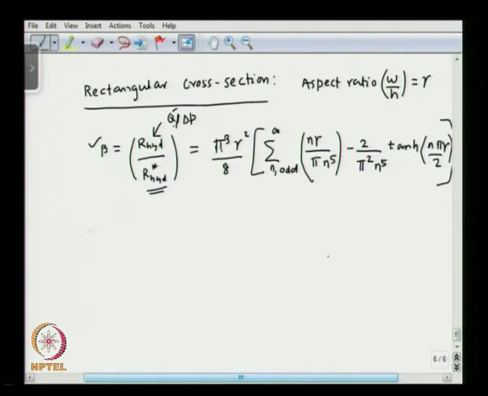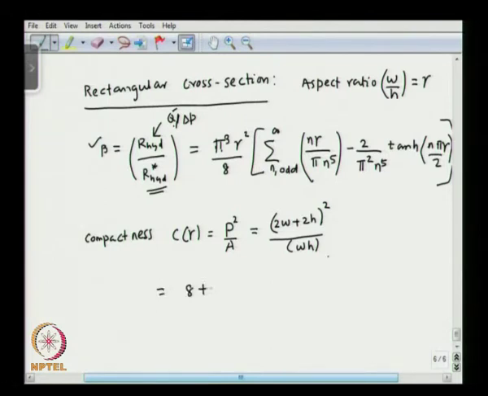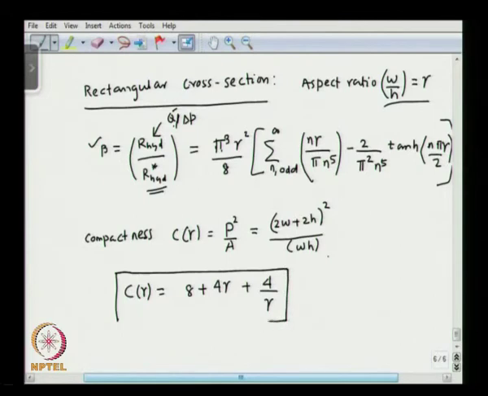Now, we can find out compactness C gamma as perimeter square over area. So, this is 2W plus 2H, that is the perimeter, squared, divided by area, which is WH. So, we can write this as 8 plus 4 gamma, gamma is the width to height ratio, plus 4 over gamma. So, this is the expression for C in terms of width to height ratio.